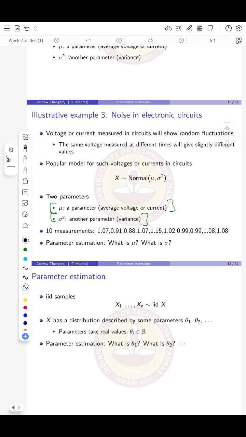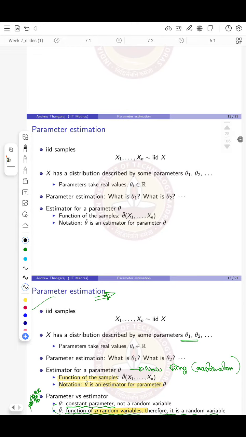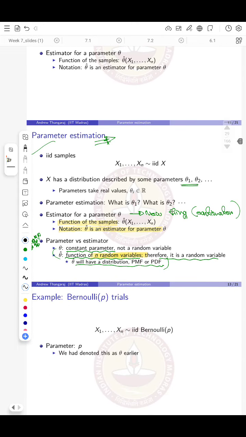Now it is another example, the voltage of a circuit. Here two things are parameters. Mu is a parameter, the average value of the voltage and current that has to be calculated. Then sigma square can also be a parameter, very simple. Then we take 10 measurements and simply find out the parameters. This is the vital and crucial part. So x1, x2 and so on are i.i.d. samples. Now the parameters we are simply taking as theta 1 and theta 2.